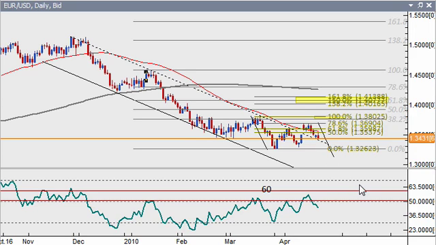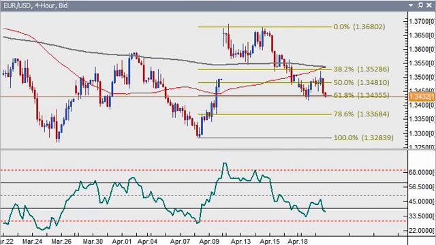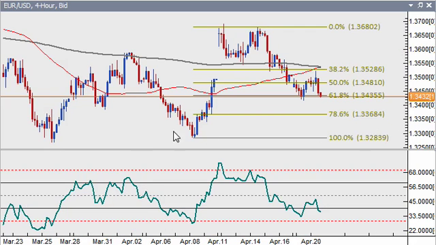So look for the market to go to 1.31 in a 4-hour time frame. Anticipate maybe some support here, only in a temporary, perfunctory way at 1.33, 1.3250, and then down to 1.31.